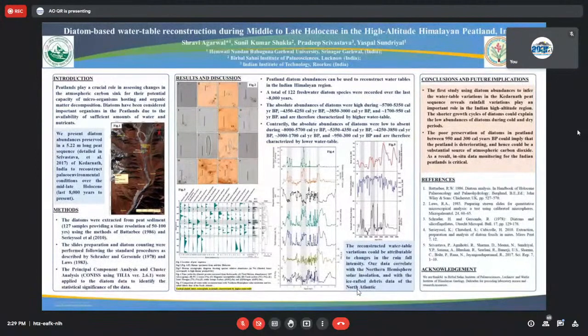The shorter growth cycles of diatoms could explain the low abundances of diatoms during the cold and dry periods. The poor preservation of diatoms in the peatland during 950 to 300 calendar years before present could imply that the peatland is deteriorating and hence could be a substantial source of atmospheric carbon dioxide. As a result, the present study invokes the need for in situ data monitoring for the Indian peatlands. Thank you.